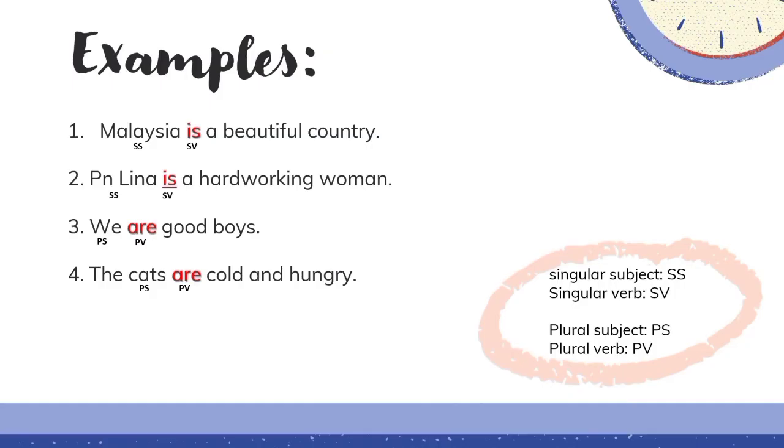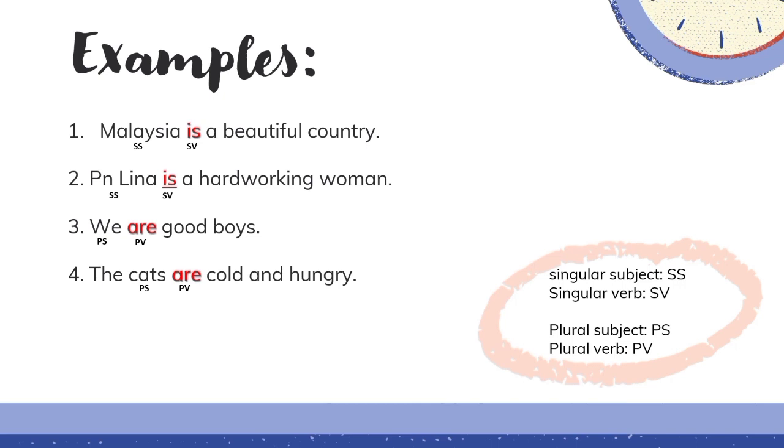The examples for verb to be. Number 1. Malaysia is a beautiful country. So Malaysia here is singular subject, so we use is, singular verb. Number 2. Puan Lina is a hardworking woman. So Puan Lina is singular subject, so we use is, singular verb.